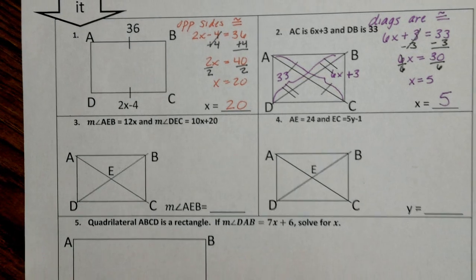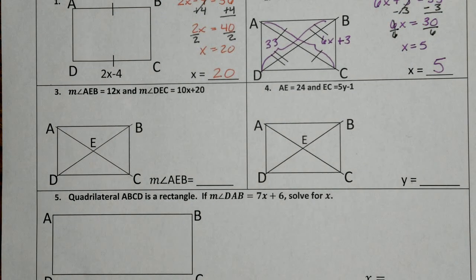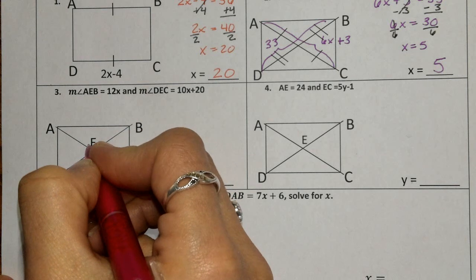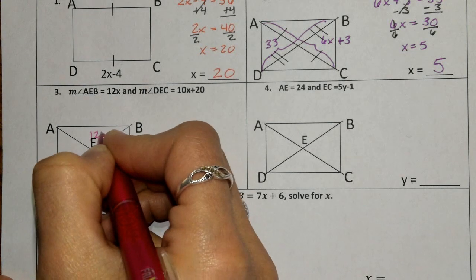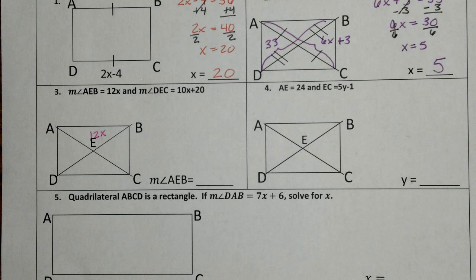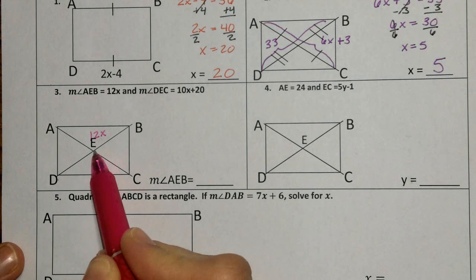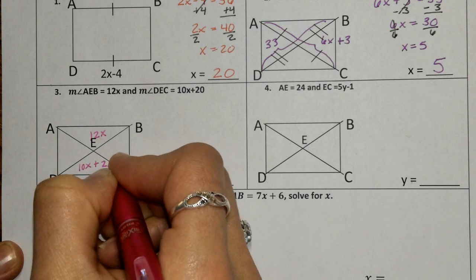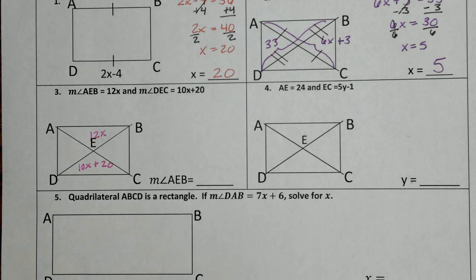Number 3, we're now going to move to some angles here. We're told that the measurement of angle A, E, B, right here, is going to be 12x. And we're told that the measurement of angle DEC, so D to E to C, is 10x plus 20. So this problem is actually, when we're going to solve for x, it actually doesn't have to do with any of our properties here. We have to take a trip back in the time machine to first semester and look at what we have here.